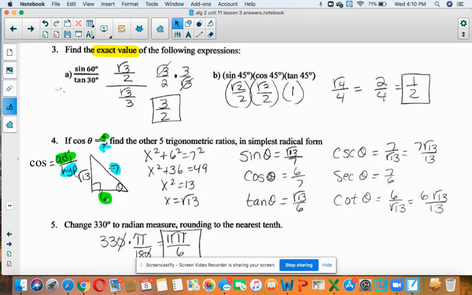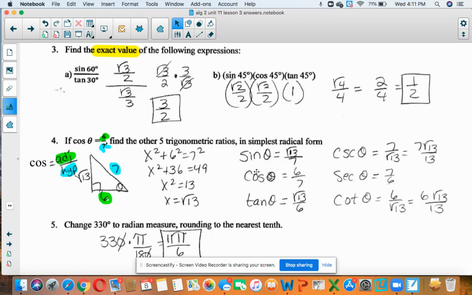Sine is opposite over hypotenuse, so it's radical 13 over 7. Cosine is adjacent over hypotenuse. That one I already had, so technically I didn't need to find that again. Tangent is opposite over adjacent, so it's radical 13 over 6. Cosecant is the inverse of sine, so I just flip this and I get 7 over radical 13. But then I multiply the top by radical 13 and the bottom by radical 13 to rationalize the denominator. So I get 7 radical 13 on top, and radical 13 times radical 13 is radical 169, which equals 13.